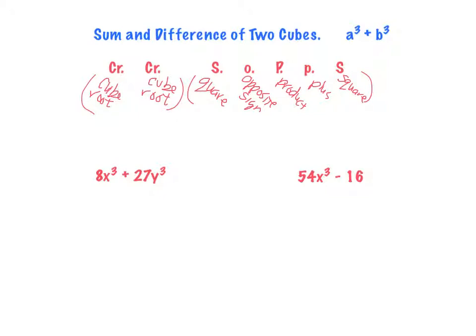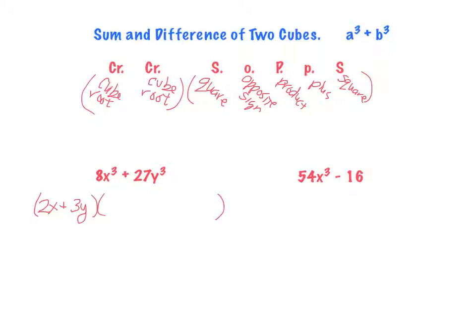Okay, so let's try a couple. It's really pretty quick and easy once you remember that acronym. So it's going to be a binomial with a trinomial, always. And then I'm going to cube root. So that's going to be a 2x and a 3y. And you will always keep the same sign that is in the problem. So since this is a plus, I'm going to put a plus.